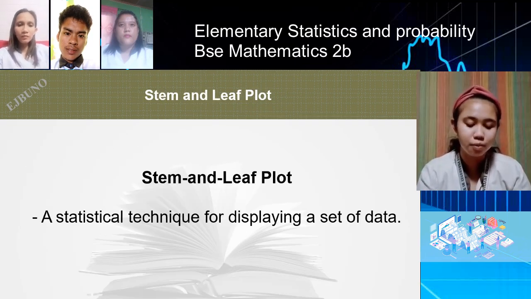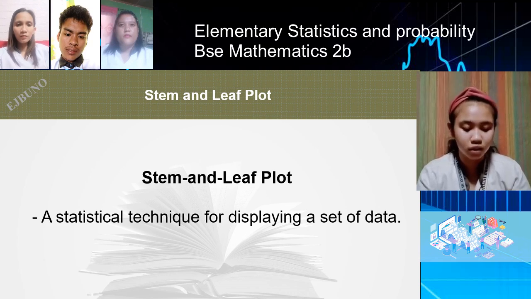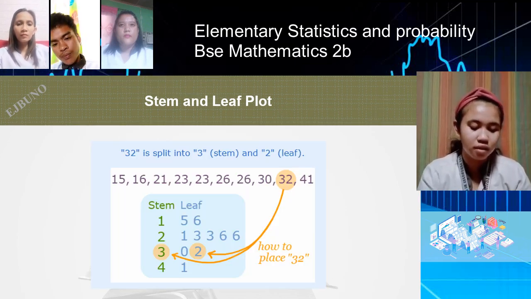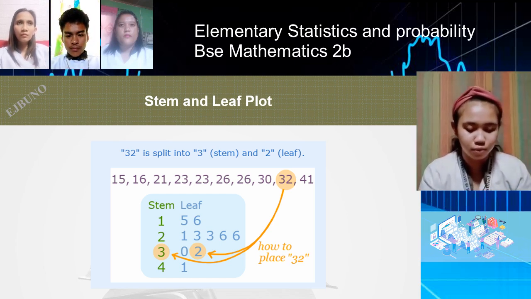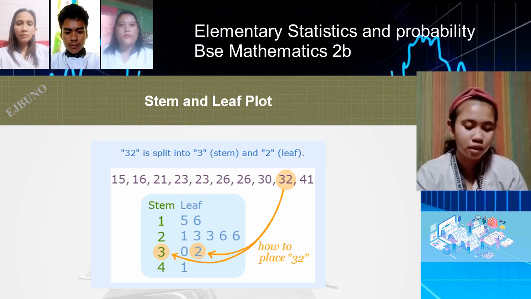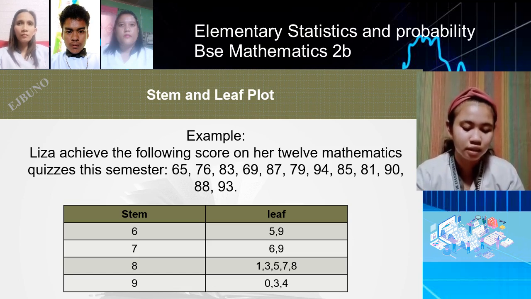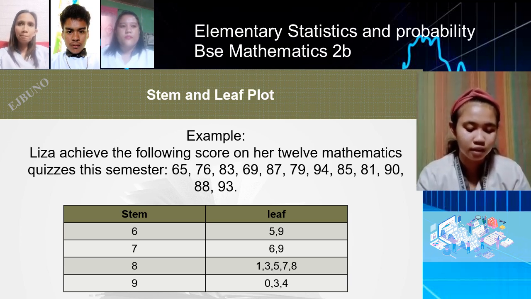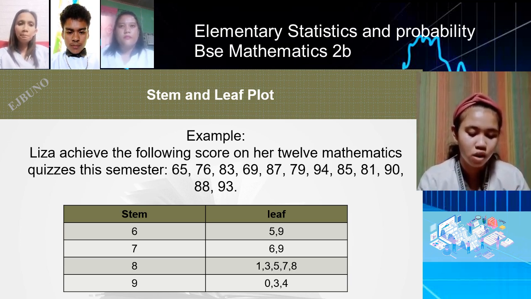Stem and leaf plot. A stem and leaf plot is a statistical technique for displaying a set of data. Each numerical value is divided into two parts. The leading digits become the stem and the trailing digits become the leaf. The picture shows the stem and leaf in the dataset. Note that an advantage of the stem and leaf display over a frequency distribution is that we do not lose the identity of each observation.